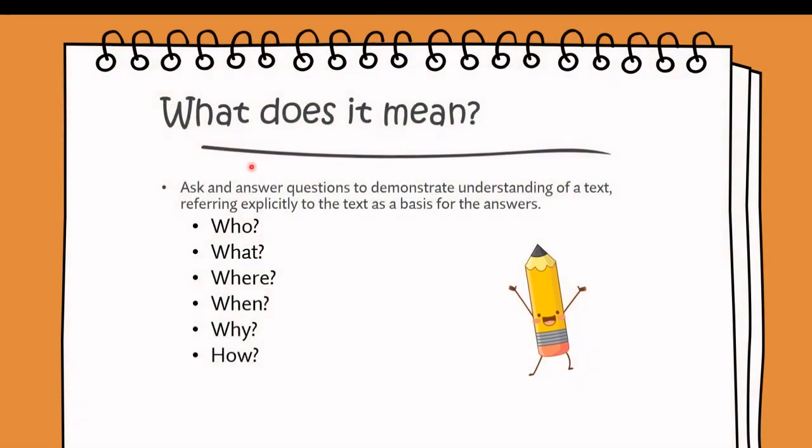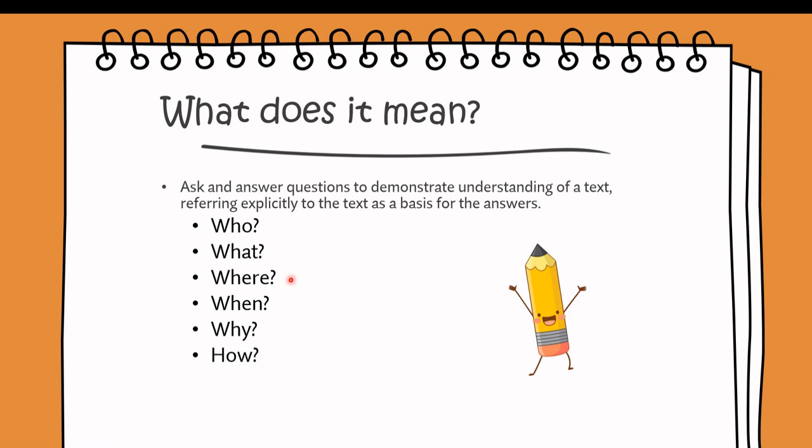So, what is this really asking for? This is asking to see if you can answer these questions when you read a text. That's who, what, where, when, why, and how. So you want to know who's in the text, what they're doing, where they are, when this is happening, why they're doing what they're doing, and how they are doing what they're doing.